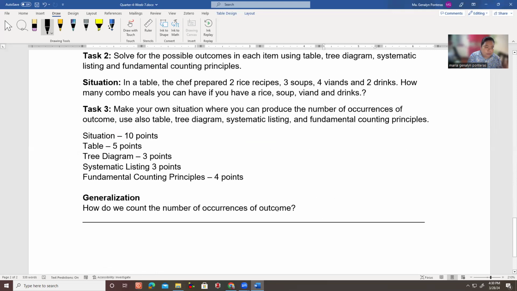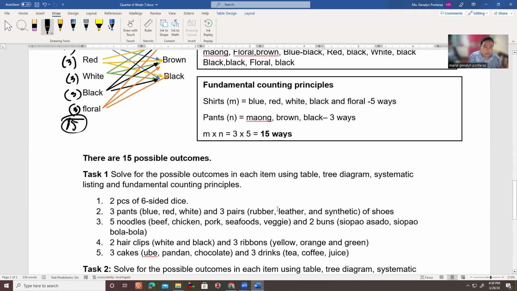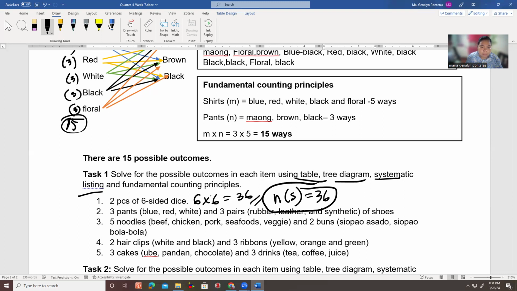So what I have here are the remaining tasks for us to practice or solve later. You have two six-sided dice. How many possible outcomes are there if we have two six-sided dice? The first die has 6, and the second die also has 6. So 6 times 6 will give you 36. If you're using a table, tree diagram, or systematic listing, see to it that there is a cardinality of 36 possible outcomes.